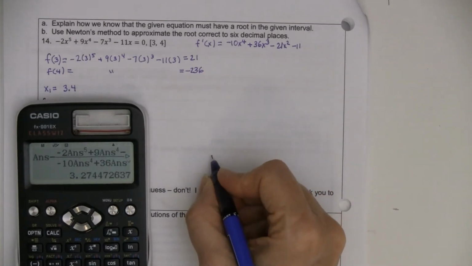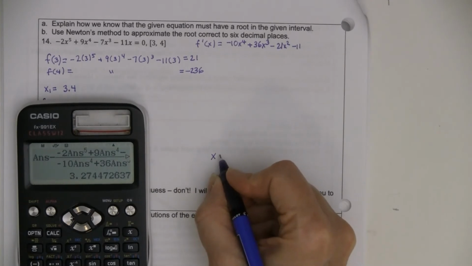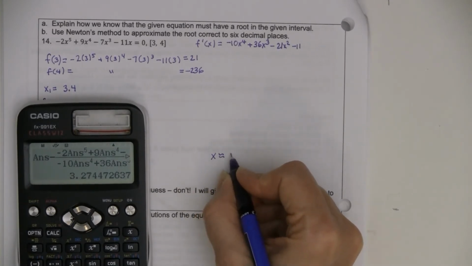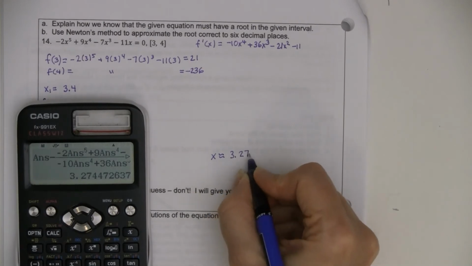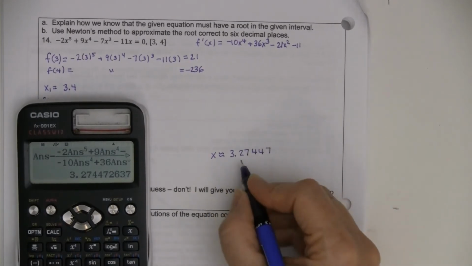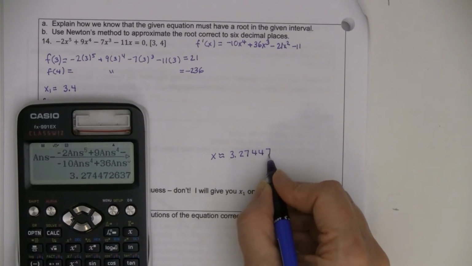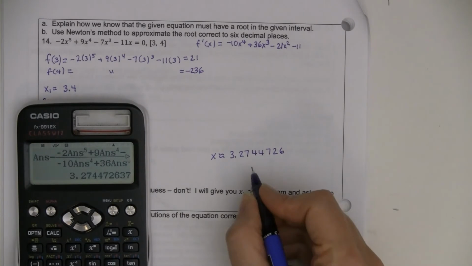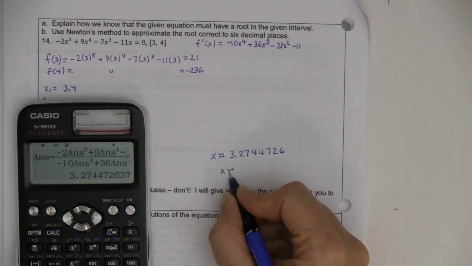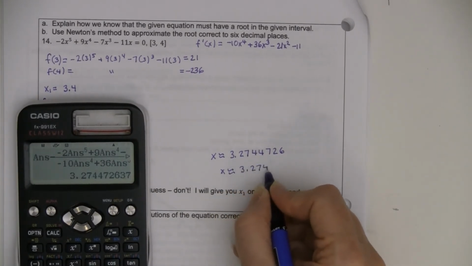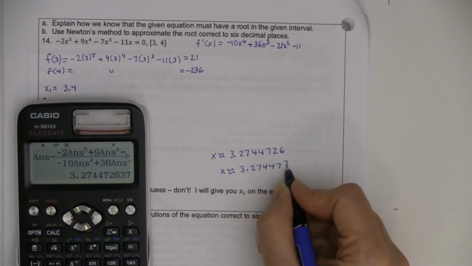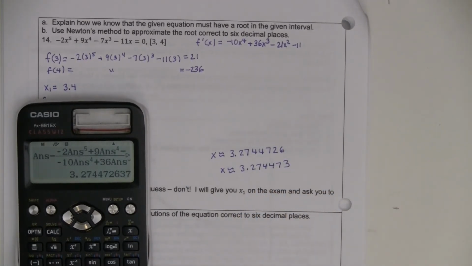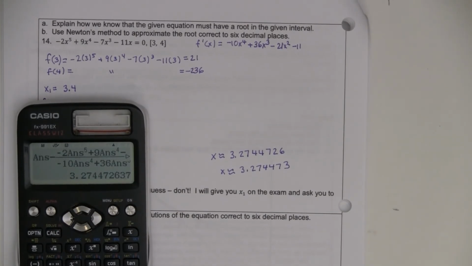But I know that Newton's method is saying that my solution, x, is approximately equal to 3.27447, 1, 2, 3, 4, 5, and the next number is a 2 and then 6. So our value is 3.274473, which is the answer correct to 6 decimal places. And so there we have that.